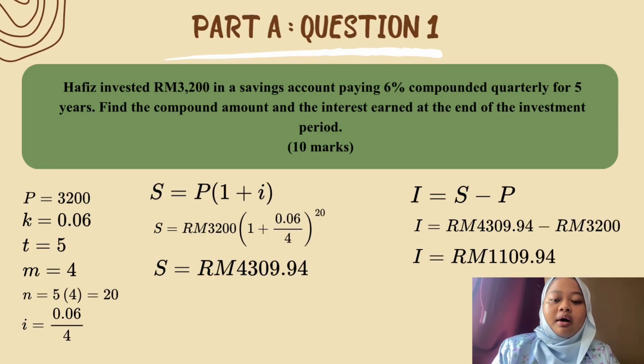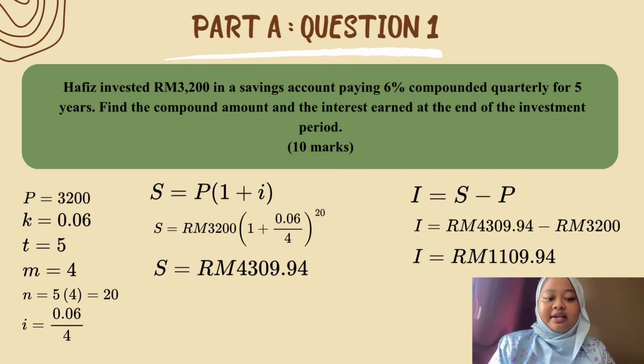So, as we know, S equals RM 3,200 bracket 1 plus 0.06 per 4, to the power of 20. So we get the answer S equals RM 4,309.94. So we can use the second formula, I equals S minus P.